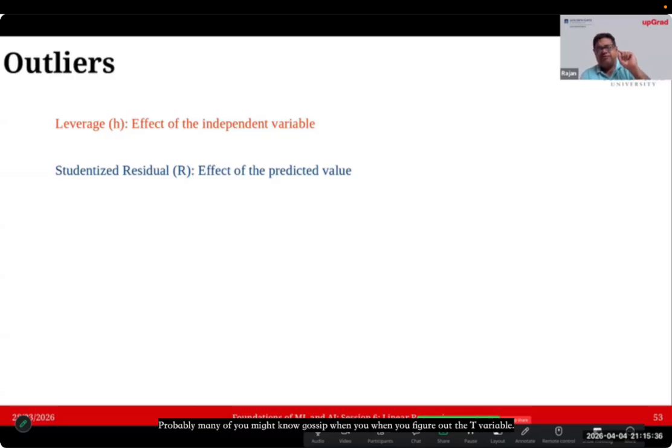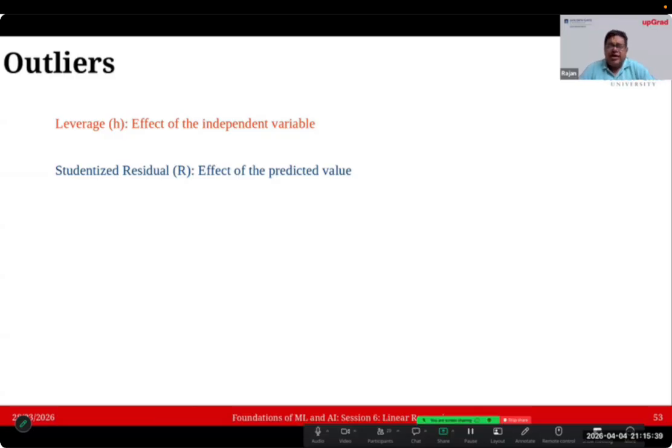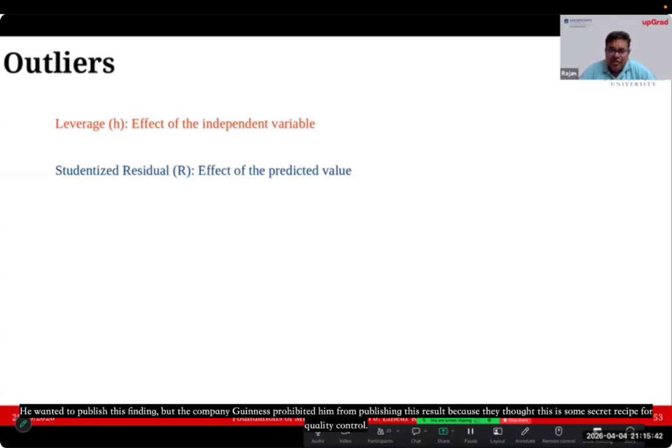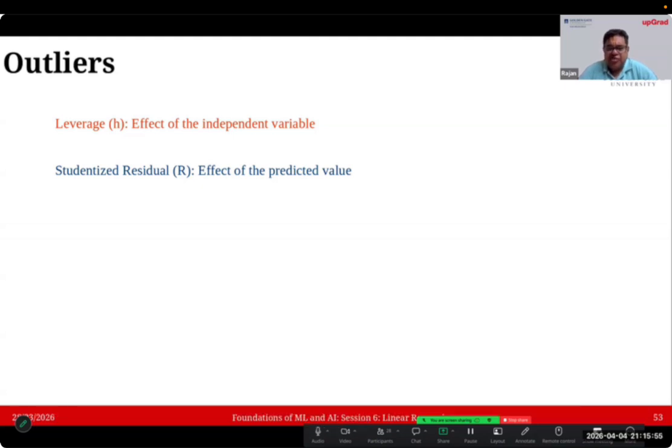Okay, Student T, that's another piece of historical information. Probably many of you might know. Gosset, when he figured out the T variable, wanted to publish this finding. But the company Guinness prohibited him from publishing this result because they thought it was some secret recipe for quality control. So Gosset published it under the pseudonym Student. So this T is always called Student T.